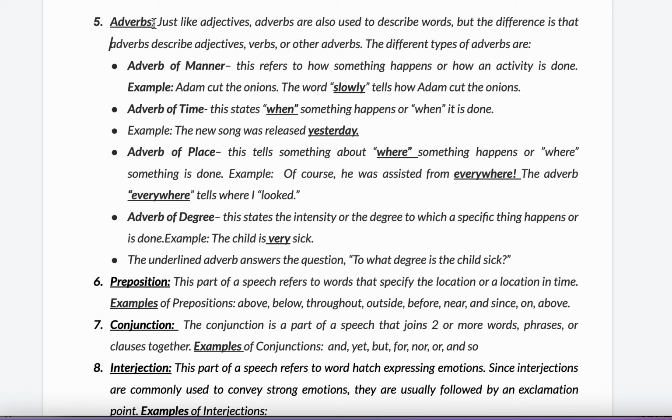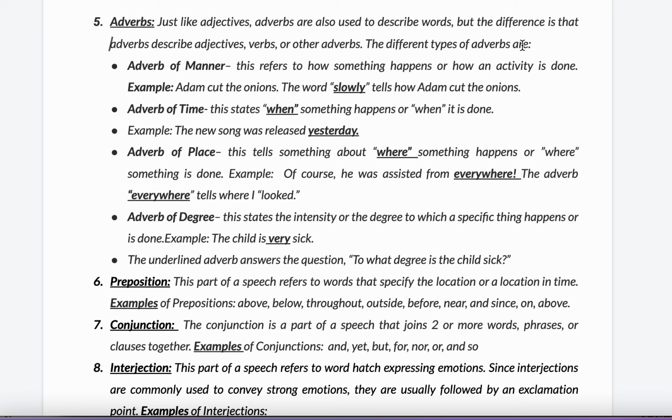If you find this to be an easier version of the words for you, then that's fine. But if you think it serves as a venue for you to build your vocabulary, then it's worth going and finding other words in the definition that you don't know. For example, I talked about describe. To describe means to show, but the difference is that adverbs describe adjectives, verbs or other adverbs. So the different types of adverbs are.